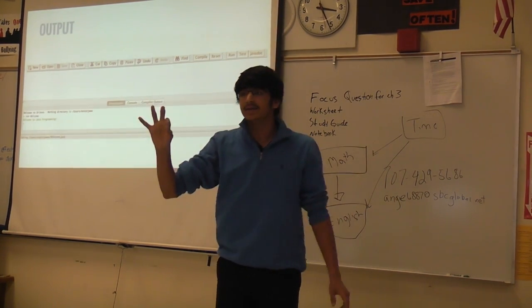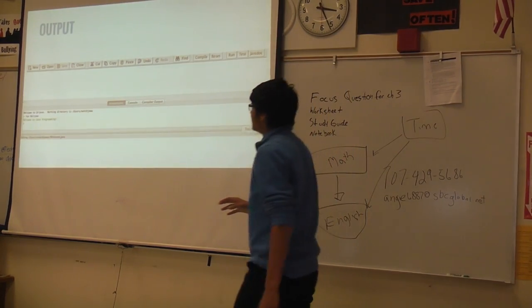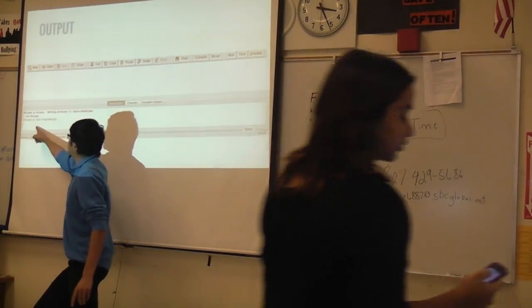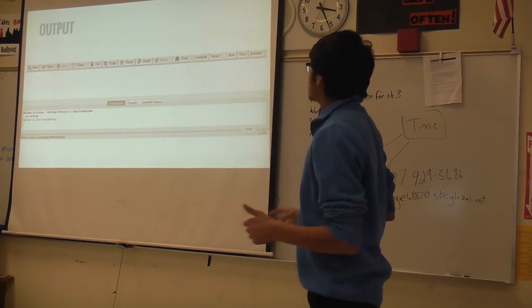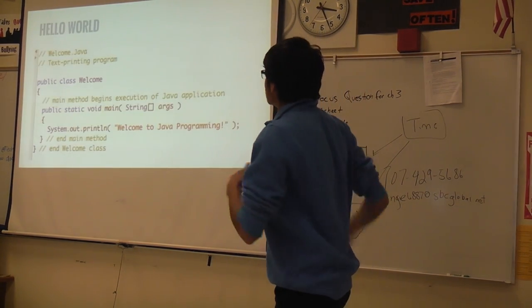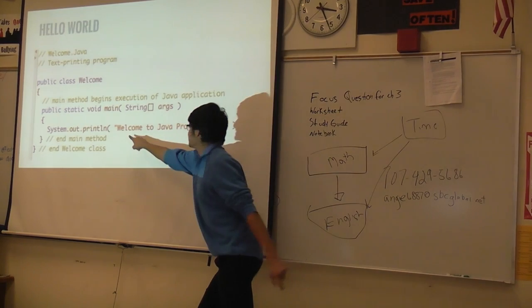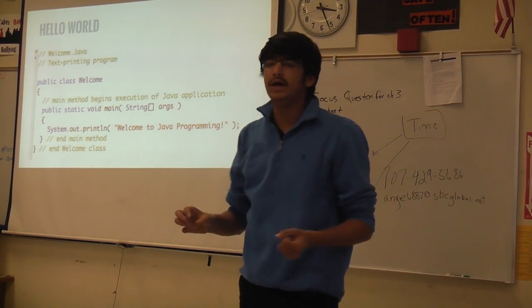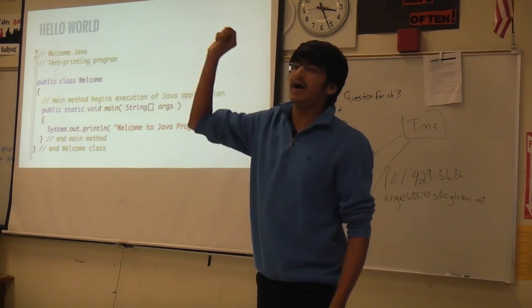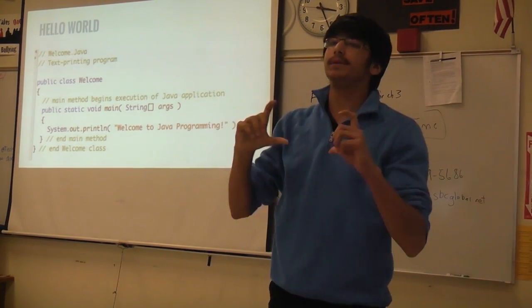Now when I ran the program, the output came out as "Welcome to Java programming." So that's exactly what we want you to do. Kunal, if you could go back one slide. So this code led to "Welcome to Java programming" being printed. You have to click compile, run, and then the output is right below the code.